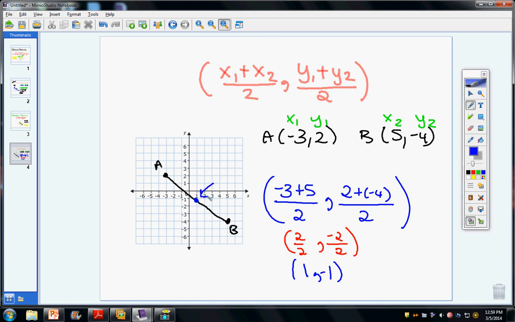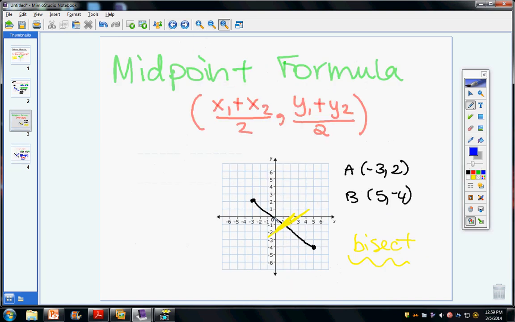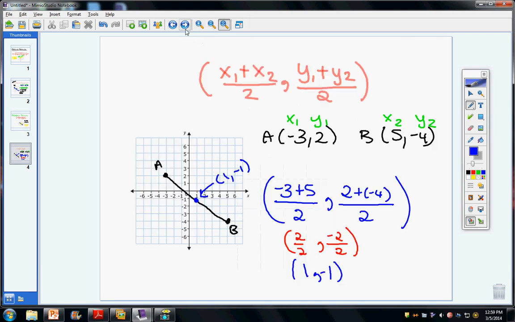So right here at 1, -1 is the midpoint, and this is where it bisects the line and makes 2 parts. And if you come back and look, I think I had it pretty close. Yeah, I had it pretty close to 1, -1. And so you can see how that works.